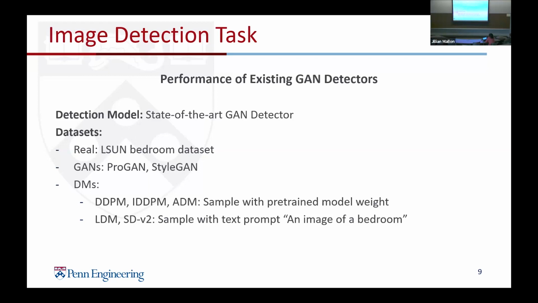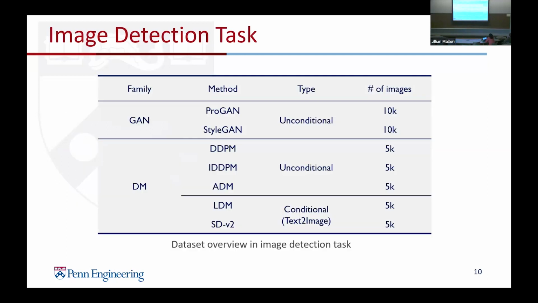And those models are used to collect images with the pre-trained model weights provided by the authors, which are also pre-trained on the LSUN bedroom dataset. Besides that, we have two more conventional diffusion models, which are the latent diffusion model and Stable Diffusion version 2. And these two are used to sample images with the same text prompt, which is "an image of a bedroom." And here is a table to summarize our dataset in the image detection task.